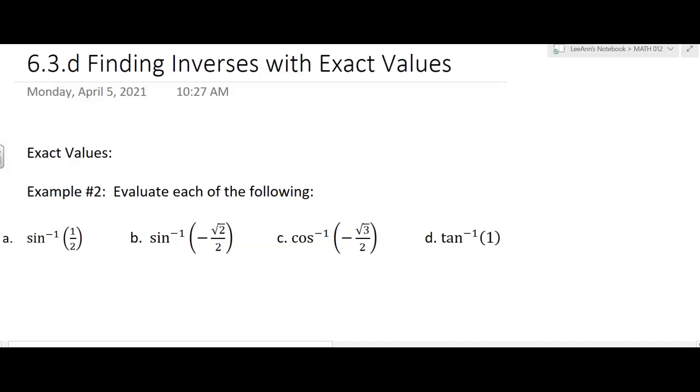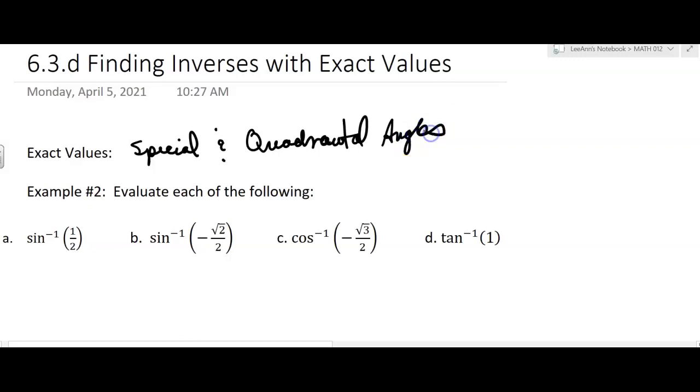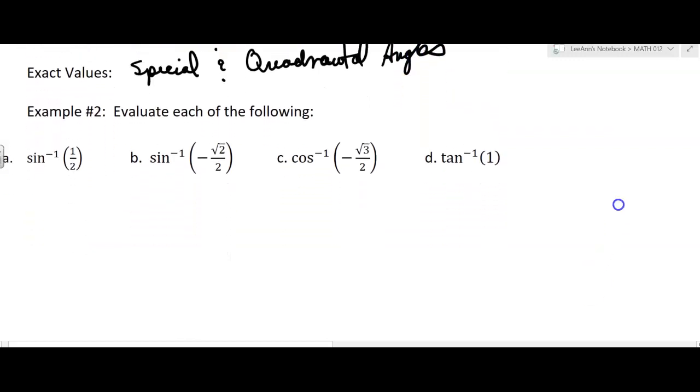Okay, so we're going to be finding some inverses and using exact values. And so that means special angles and quadrantal angles. Okay, so evaluate each of the following.